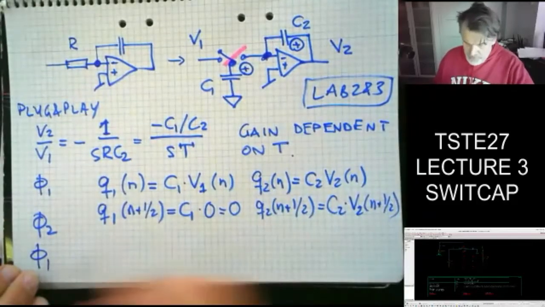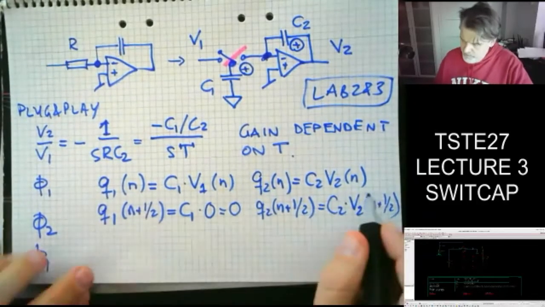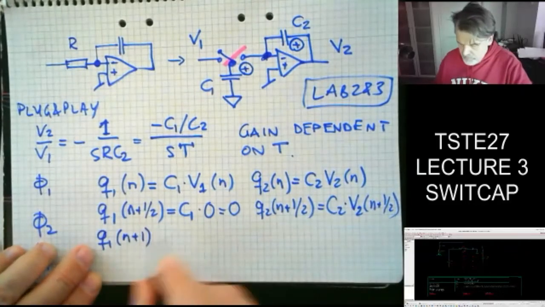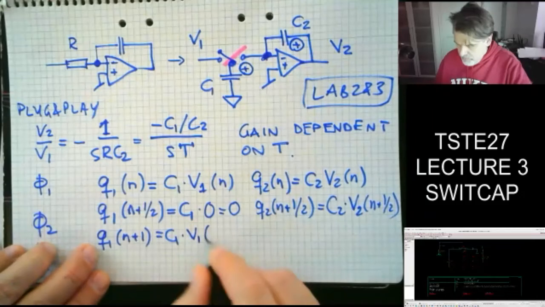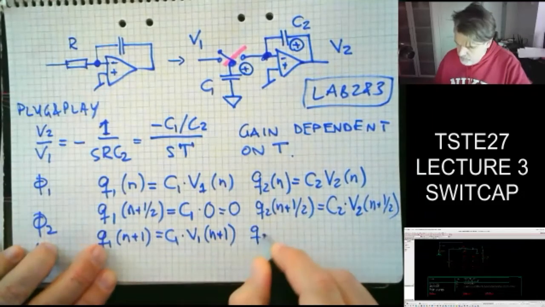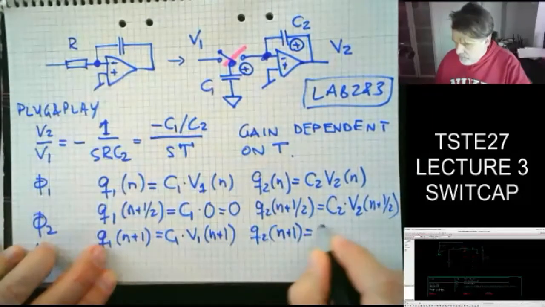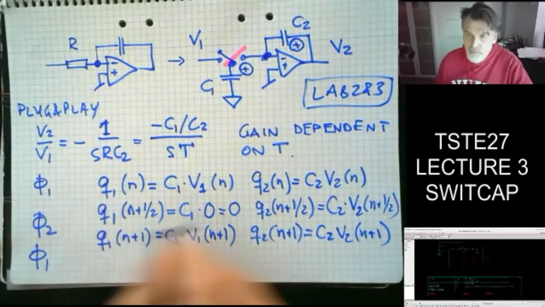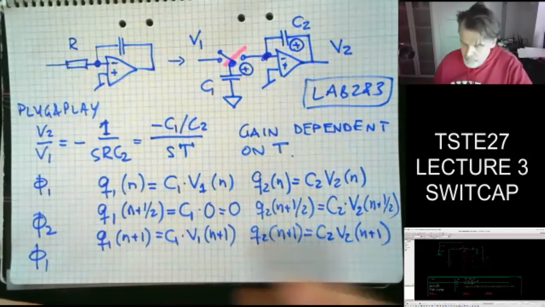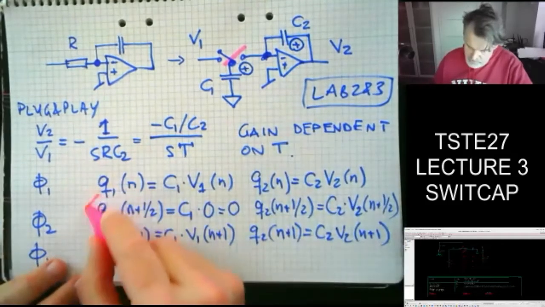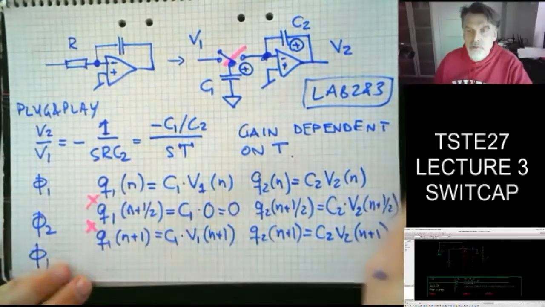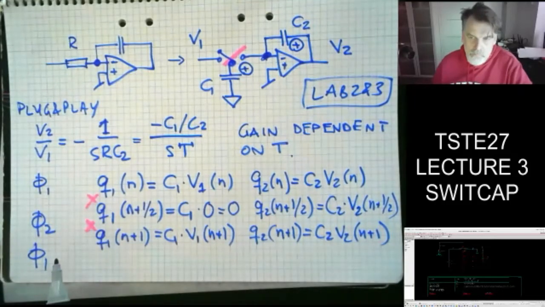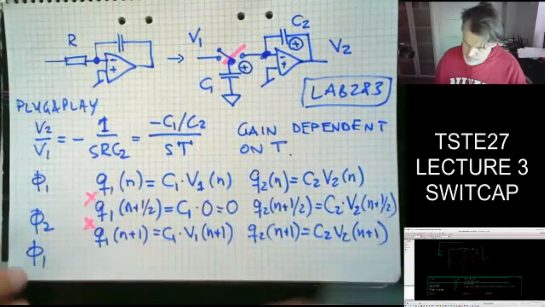Okay, and then we need to go back to phi 1, and we do the same observation, and nothing strange here really. We just observe that Q1 of N plus 1 is equal to C1 times V1 of N plus 1, and Q2 of N plus 1 is equal to C2 times V2 of N plus 1. So obviously this is the same as the observation we did before, but we're going to add the preservation happening between these two equations or states, and then we can fill in the gaps.